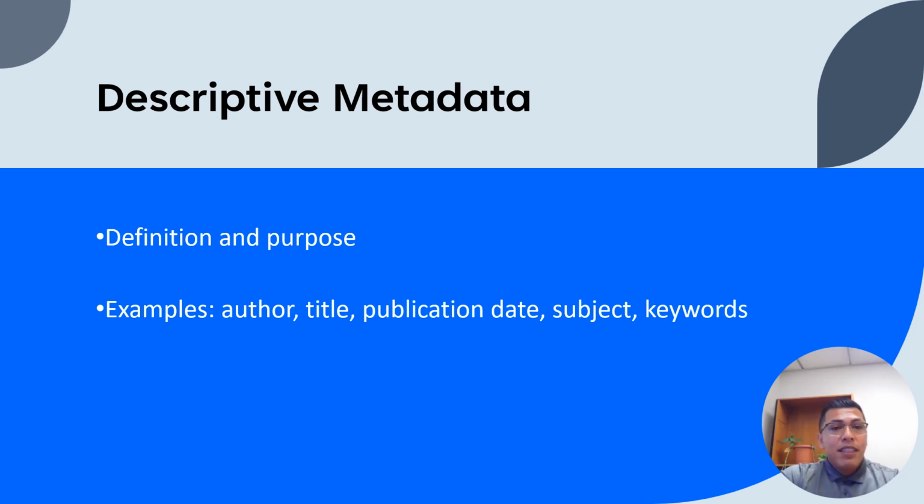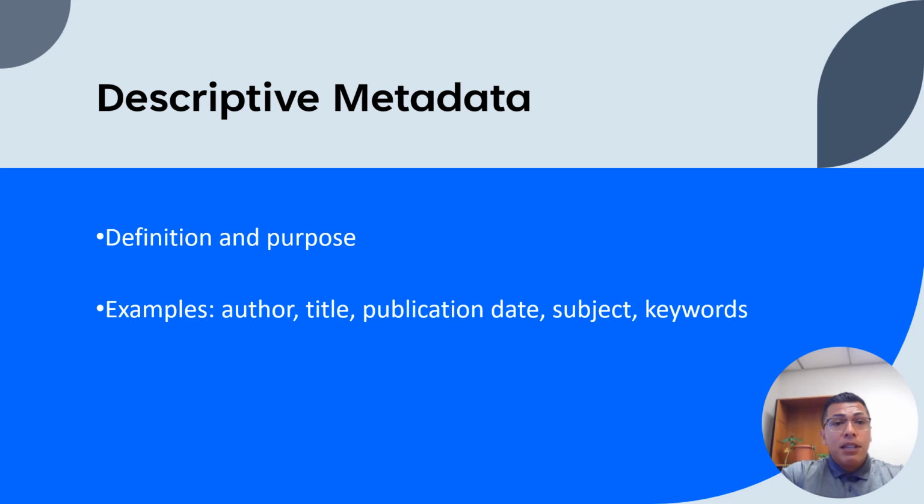Publication date, the date on which the resource was published or publicly available. Subject, the main topics, themes, or ideas covered by the resource. Keywords, words or phrases that describe the content of the resource, often used for indexing or search purposes.